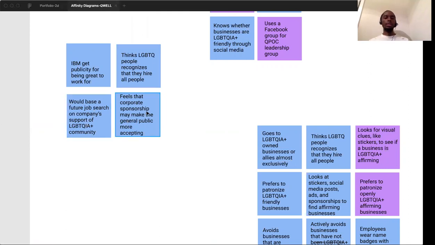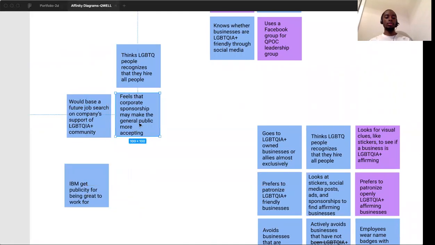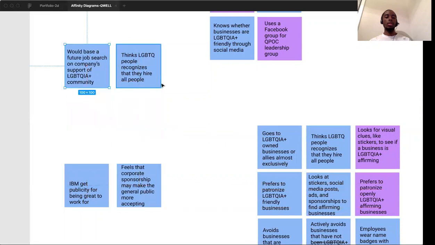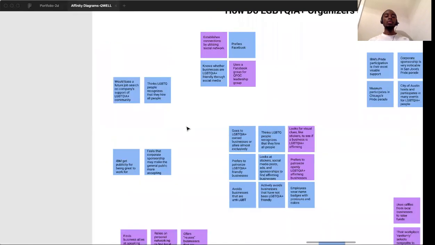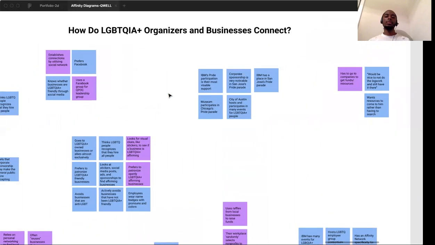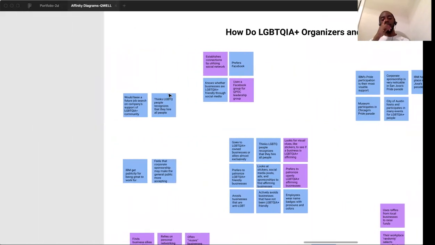Excuse me. I actually think this is different. This is more so PR, like the general public. This is the job search, career oriented. Like they get connected. Wait, what? Organizers and businesses connect. Hmm.